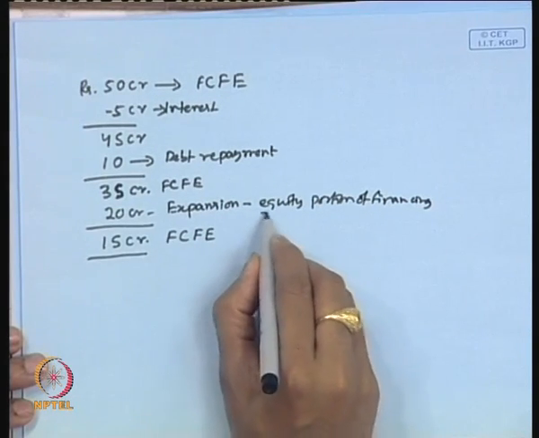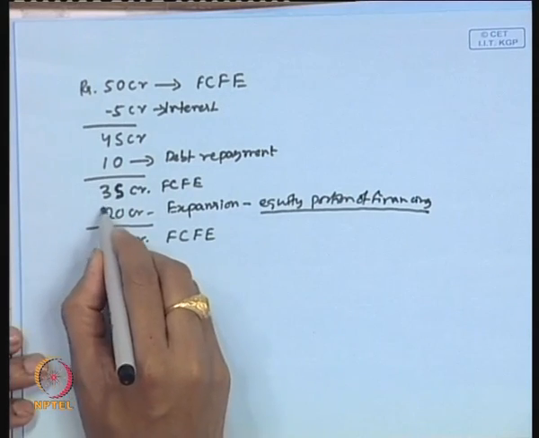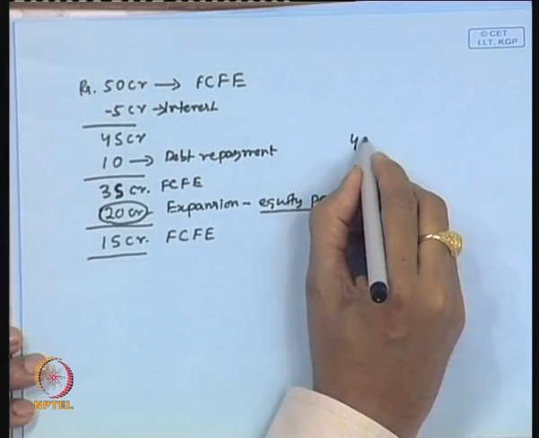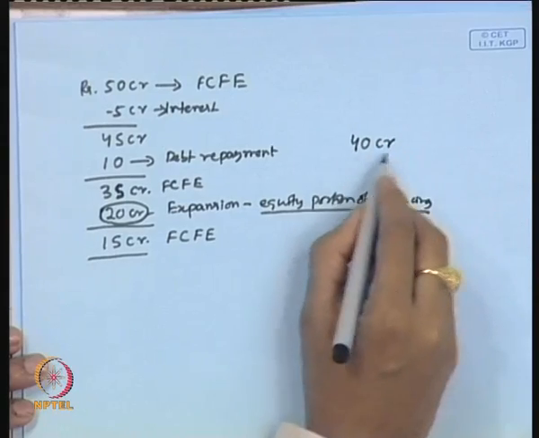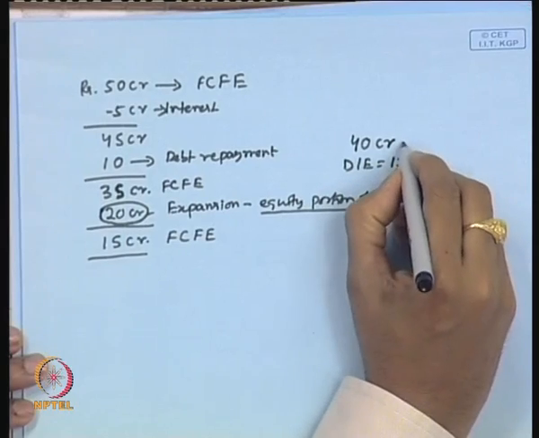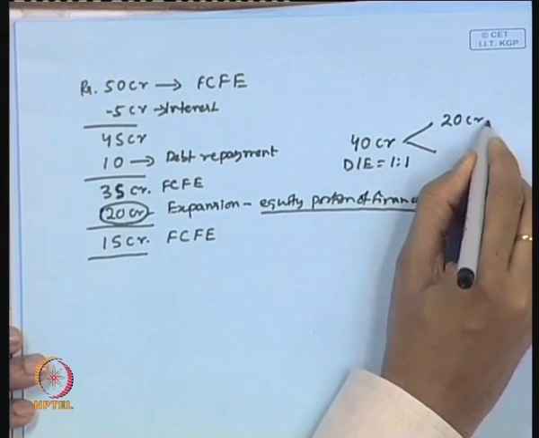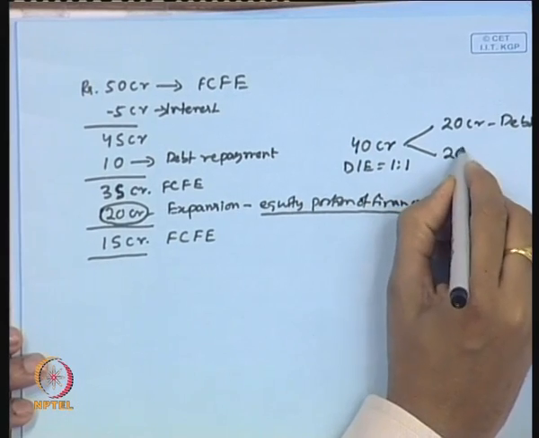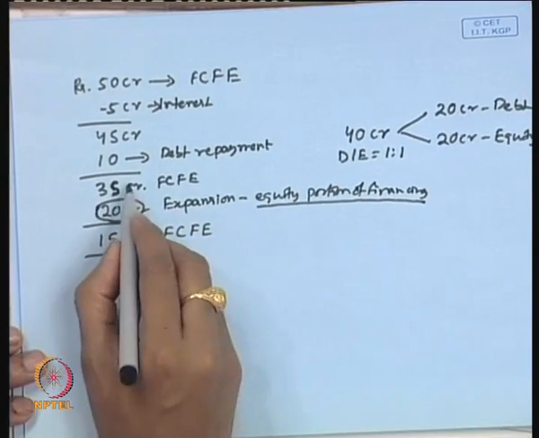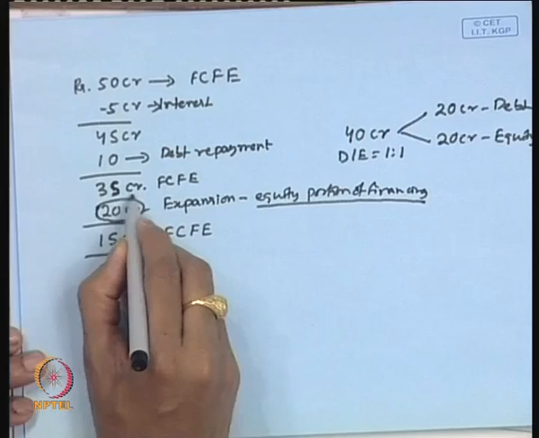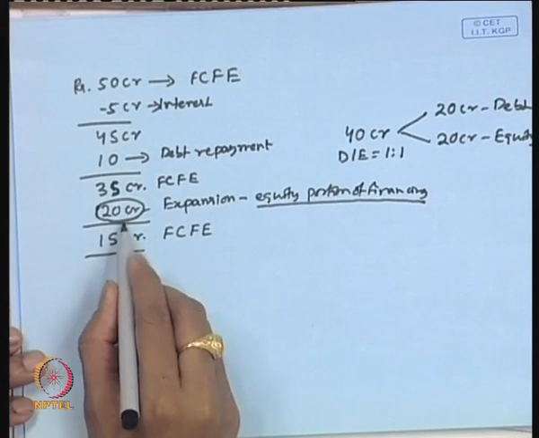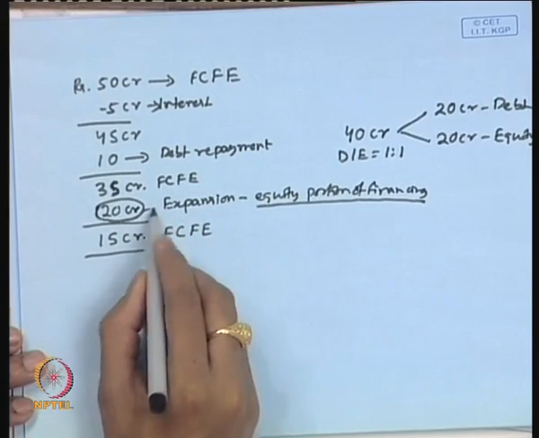Let us keep in mind we talked about the equity portion of financing, which means this 20 crore is not the total expansion. Actually the expansion may be to the extent of 40 crore, and if the company has a debt equity ratio of 1:1, then 40 crore is going to be financed 20 crore through debt and 20 crore through equity. So, 35 crore is left for the company after taking care of interest and principal repayment, and 20 crore will be used out of equity to finance that.